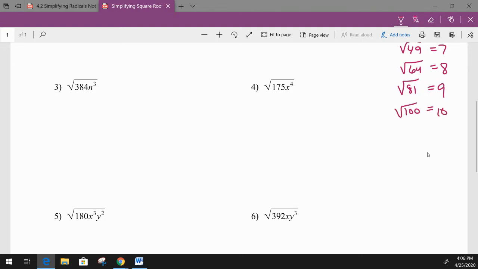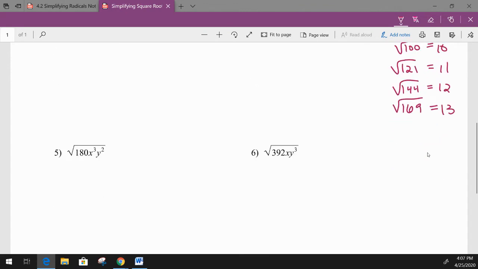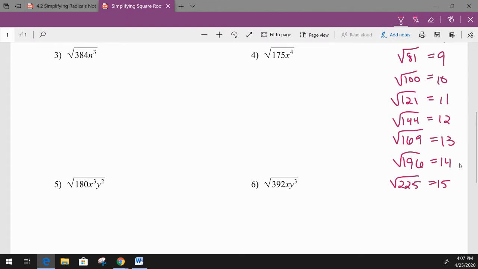I'm just going to go a little bit further here to about 15. So 11 squared would be 121. The square root of 121 would equal 11. 12 squared is 144. So the square root of 144 is 12. 13 squared is 169. The square root of 169 then is equal to 13. 14 squared is 196. The square root of 196 is 14. 15 squared is 225. And the square root of 225 is 15. So those are the first 15 perfect squares. And when you take the square root of them, you get the root, which is these numbers on the right.